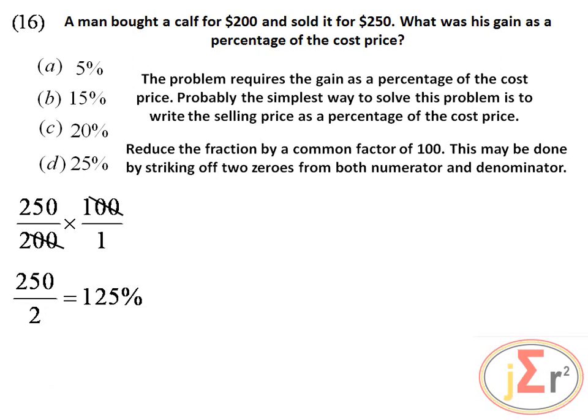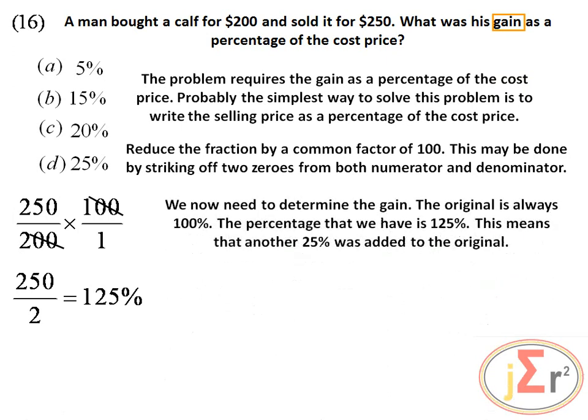And we may have another step, which is to divide 250 by 2. We get 125, and that is given as a percentage. As we said before, write the selling price as a percentage of the cost price. Another operative word we are highlighting there again, which is gain. We now need to determine the gain.